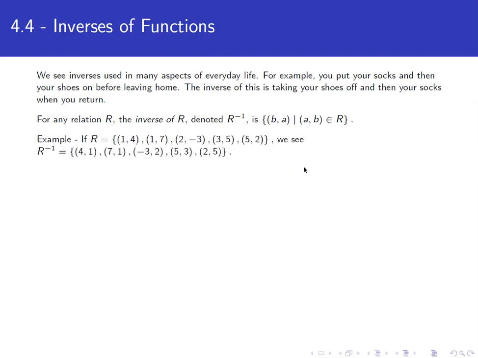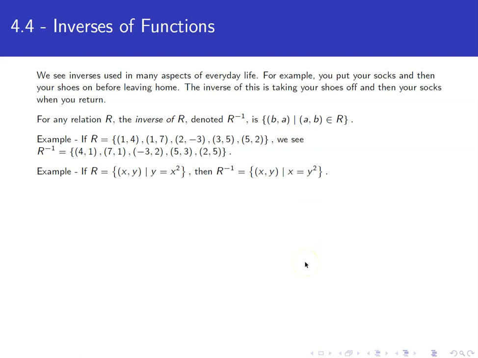As a specific example here, let's say we have the relation that contains the ordered pairs (1, 4), (1, 7), (2, -3), (3, 5), and (5, 2). Then the inverse relation is simply, again, taking those ordered pairs and reversing the x and the y coordinates. So for the inverse relation in this case, we get (4, 1), (7, 1), (-3, 2), (5, 3), and (2, 5).